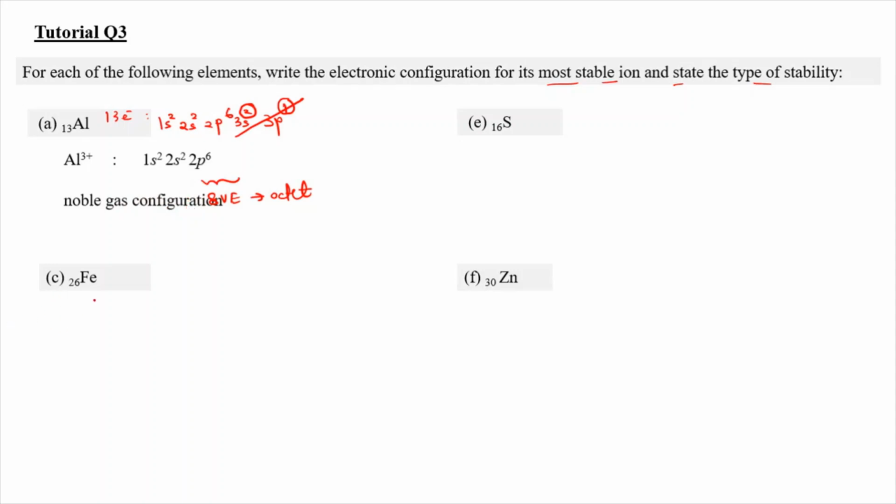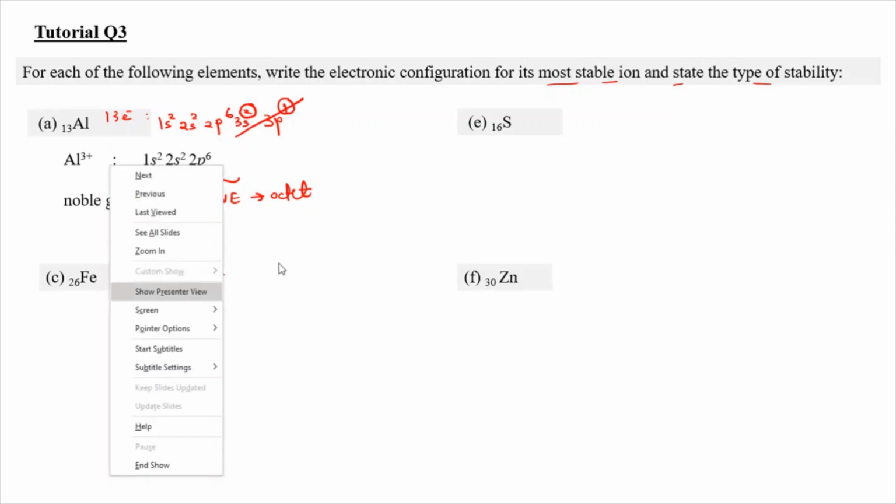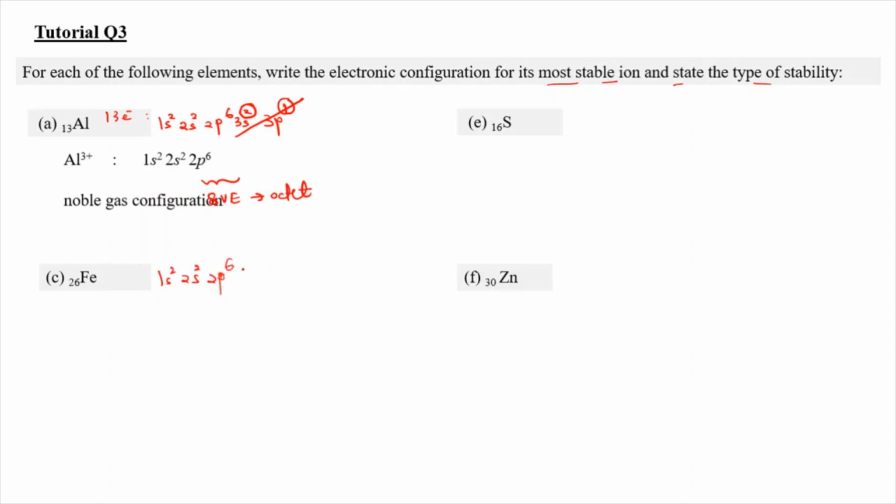Next, for question C, we have 26 ferrum. So first, we need to write the electronic configuration. So we're going to have 1s2, 2s2, 2p6, 3s2, 3p6, 4s2, and then we're going to have 3d6.